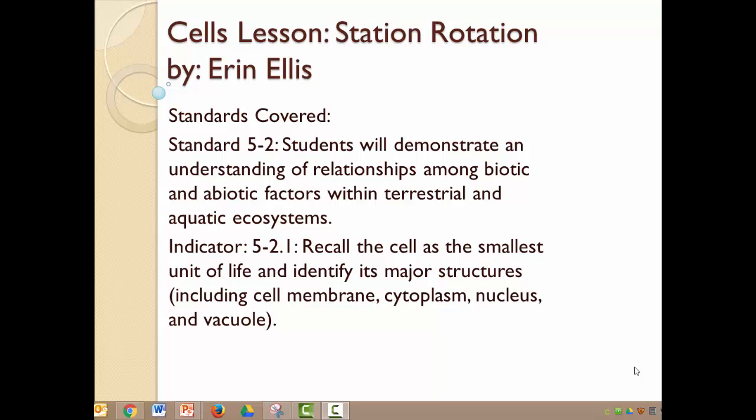In this created lesson, we used a blended learning environment, or a station rotation model, to teach students about cells and their parts. It was covered under Standard 5-2 and Indicator 5-2.1, where students had to recall the cell as the smallest unit of life and identify its major structures, which included the cell membrane, the cytoplasm, the nucleus, and the vacuole.